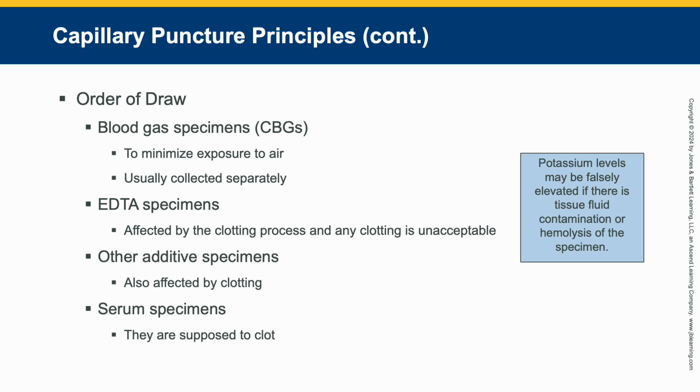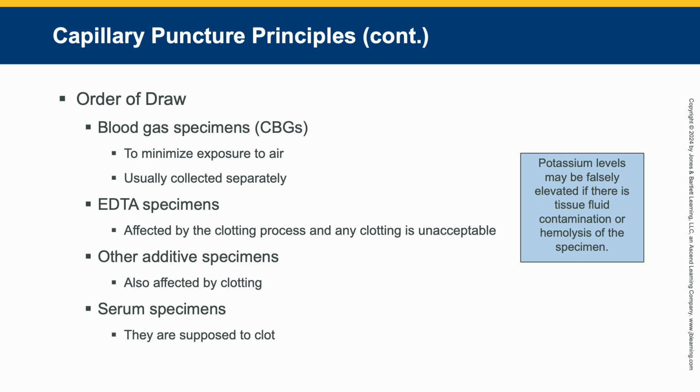These are affected by the clotting process, and if you get a clot, even one teeny tiny clot, it is unacceptable and must be recollected. And so after you do blood gas and purple top, then you do any other additive specimens, and then serum specimens. Serum specimens are supposed to clot. So those are okay to have a clot in them because they should. But any other specimens do not need a clot.